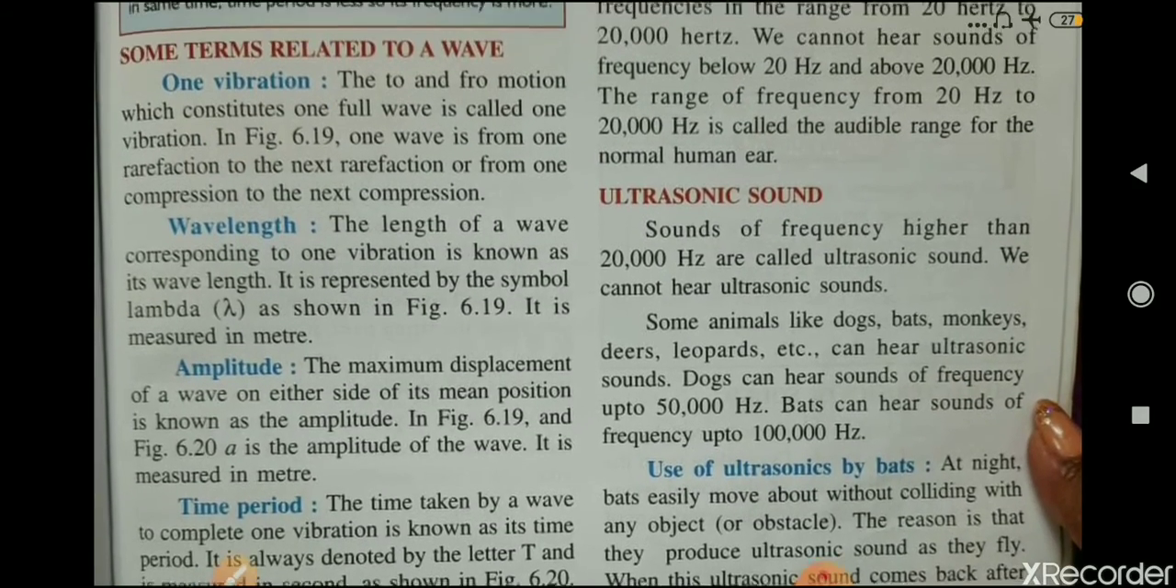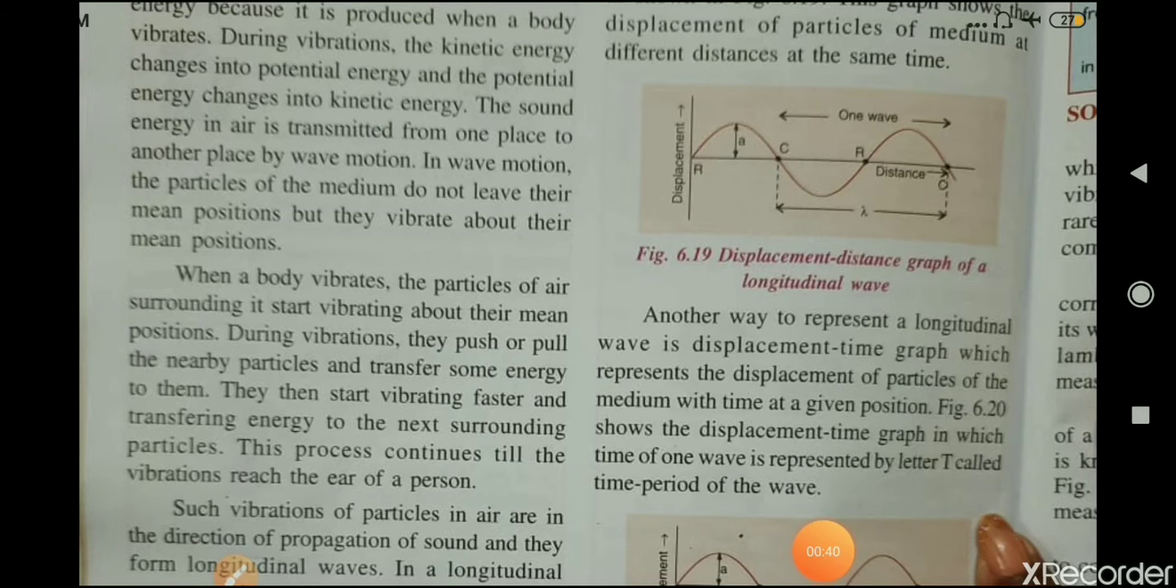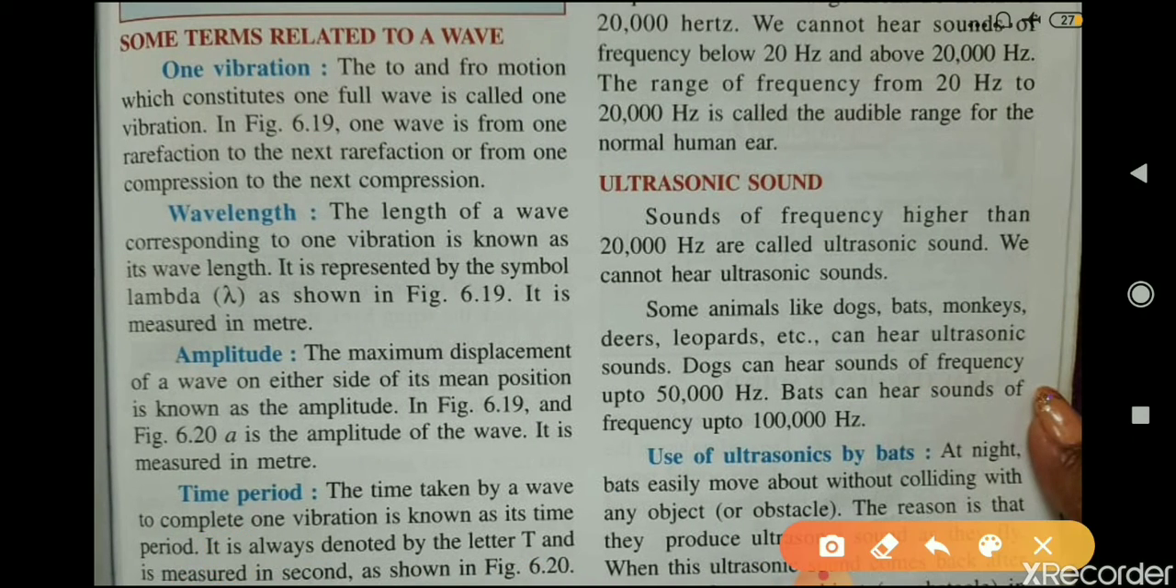Okay, first one is one vibration. The to and fro motion which constitutes one full wave is called one vibration. In figure 6.19, you can see that one wave is from one rarefaction to another rarefaction, or from one compression to one compression. So one vibration is the to and fro motion which constitutes one full wave.